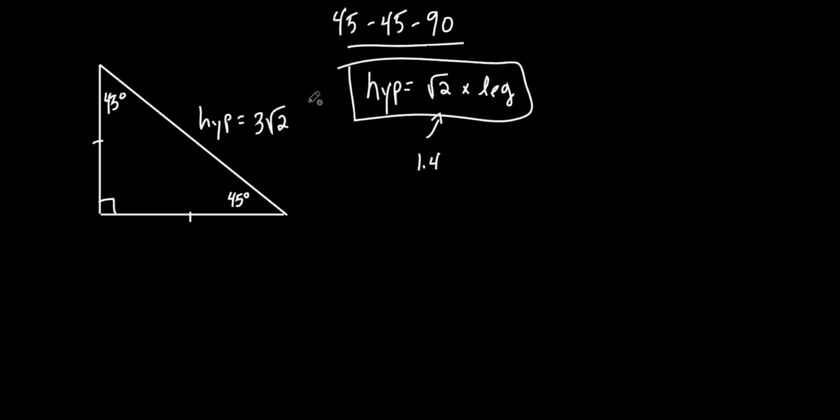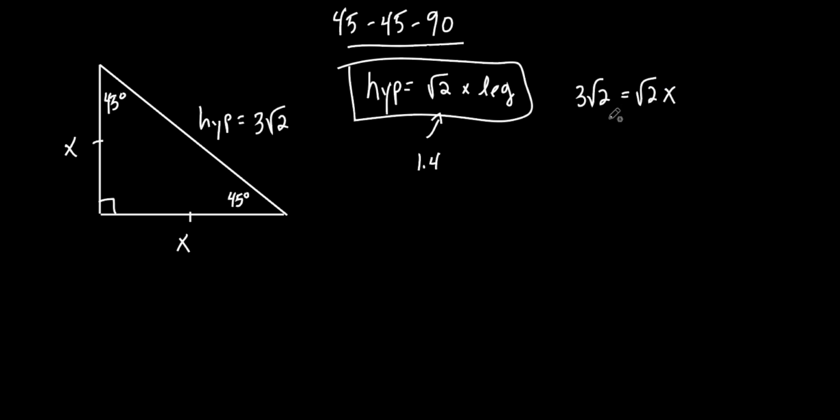All right. So what if they told you the hypotenuse? Well, what am I going to do? I'm going to write 3 square root of 2 in for the hypotenuse. Then I'm going to put equals. Then I'm going to put what? A square root of 2 times one of the legs. If I don't know the leg, let's just call it x. And let's do the math.